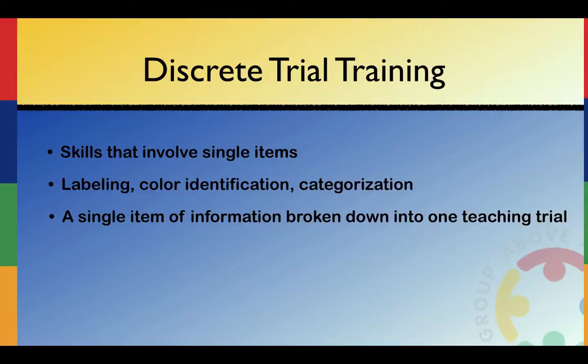A discrete trial simply means that a single item or single target is broken down into a discrete learning unit. A discrete learning unit consists of a specific direction, a response, and a consequence for the response. Prompts may also be used to help the learner engage in the correct response. Discrete trial training is most commonly done at a quote-unquote work table, but can actually be done anywhere.